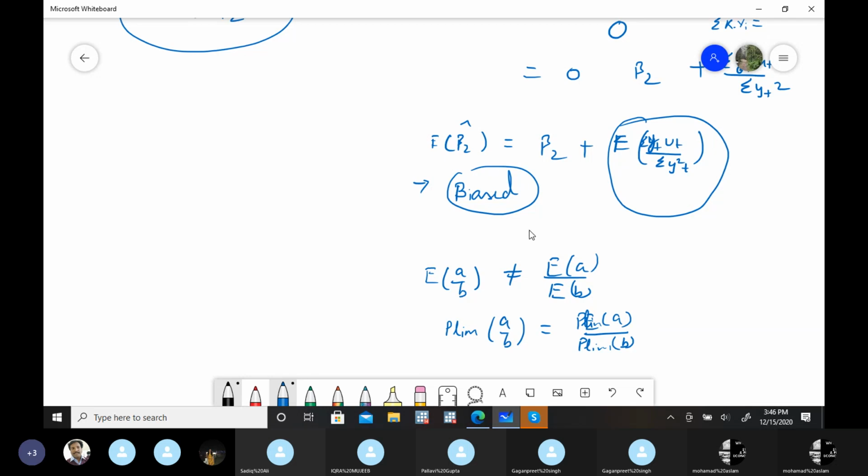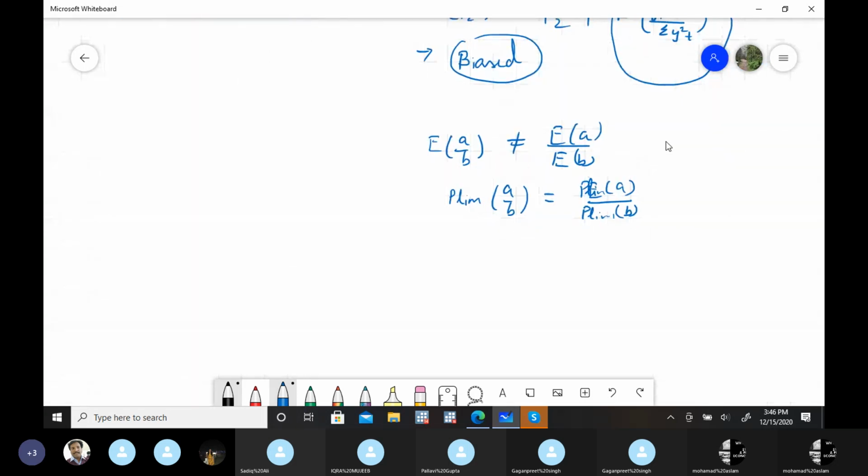But now, second thing, we have to see whether with the increase in the sample size, these results will become consistent or not. So if we apply this in this particular case, the probability limit of this particular value is beta 2 plus the probability limit of the numerator, summation yt ut, and the probability limit of the denominator, summation yt square. And let's divide these two terms by n.